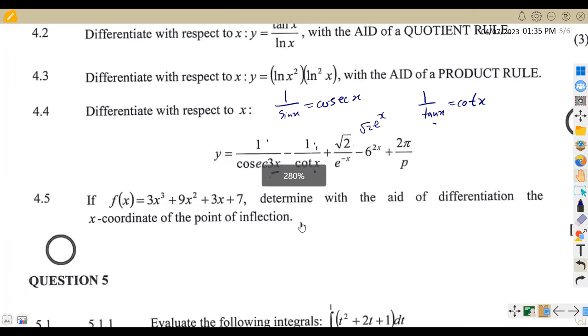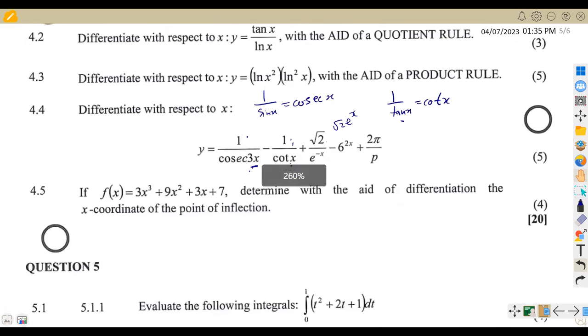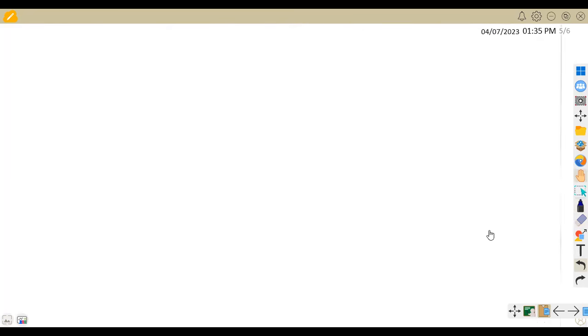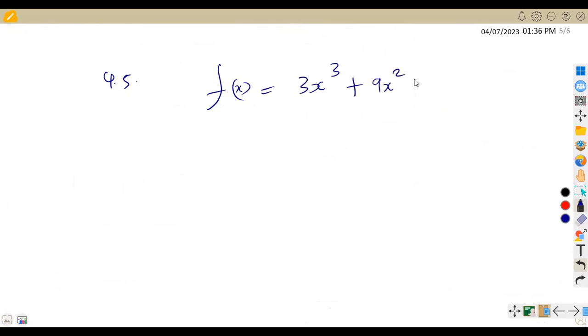On question 5 or 4.5, we are now given a consideration to find the point of inflection from this cubic equation that we are given. Find the point of inflection with the aid of differentiation. So we know that for the point of inflection, the second derivative must be equal to 0. So we are given our f of x in this case as 3x to the exponent of 3 plus 9x squared plus 3x plus 7.